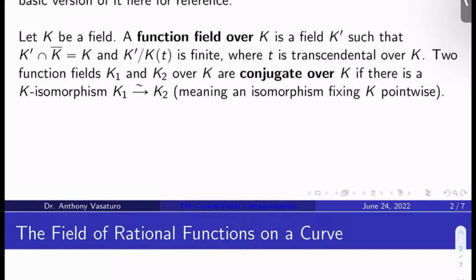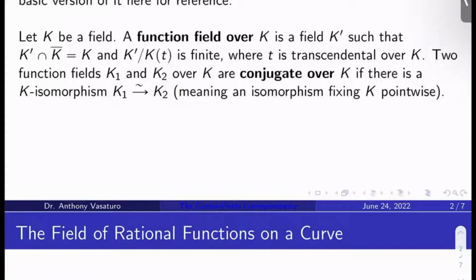Okay, and then I'll also say that two function fields K1 and K2 over K are conjugate over K, or K-isomorphic, if there's a K-isomorphism from K1 to K2. What's a K-isomorphism? It's an isomorphism between the two fields that fixes K pointwise. So it fixes the base field K pointwise.